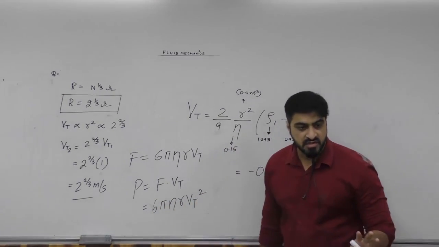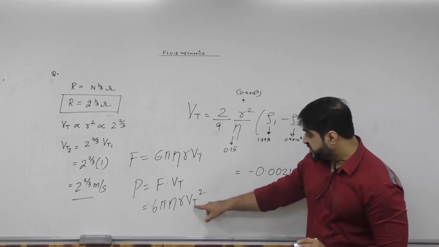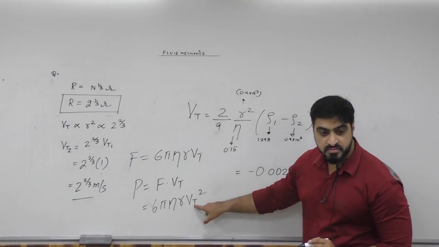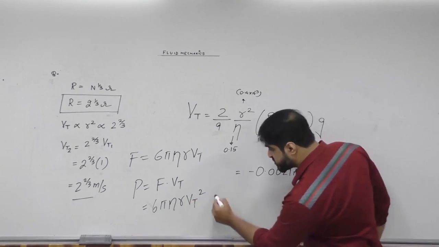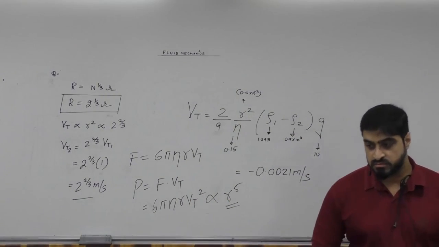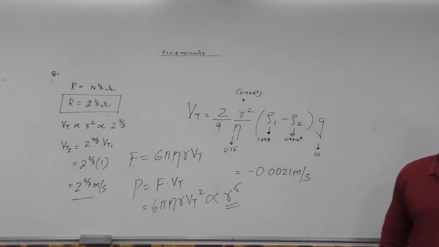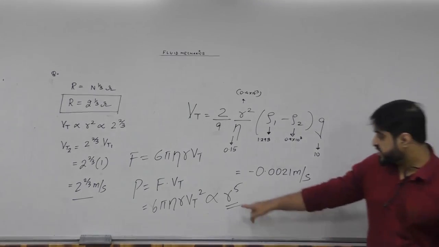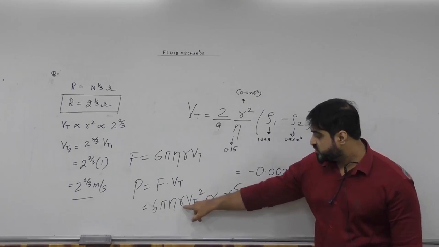एक मिनट. We just want to express a relation between radius and power. vt में कितना r होता है? 2 का square 4 and 1 5. So can I say it is proportional to r raised to 5? Understanding? vt के अंदर there is r square ना, का square will become 4, 1 will become 5.